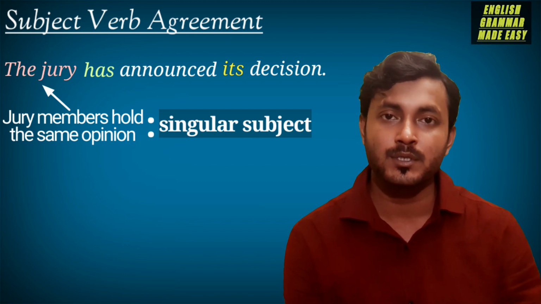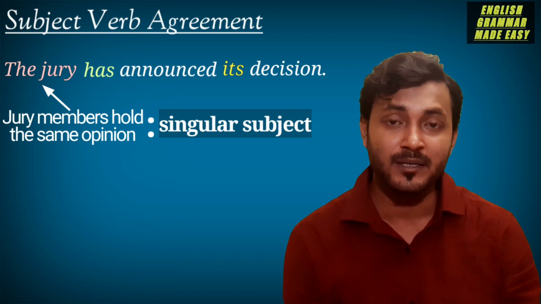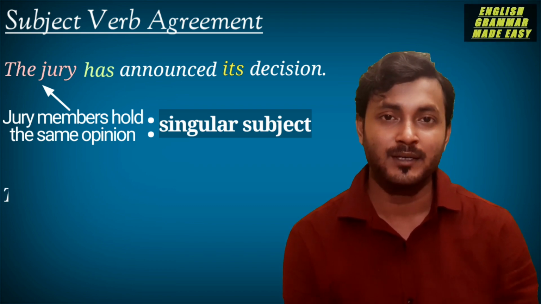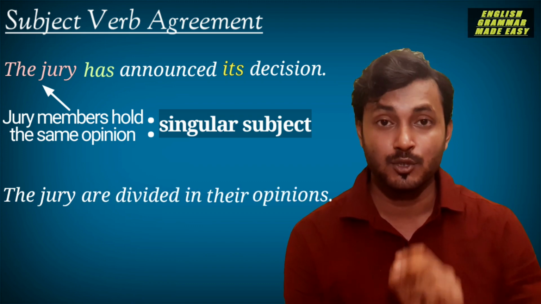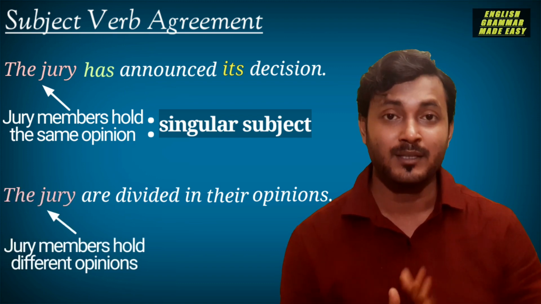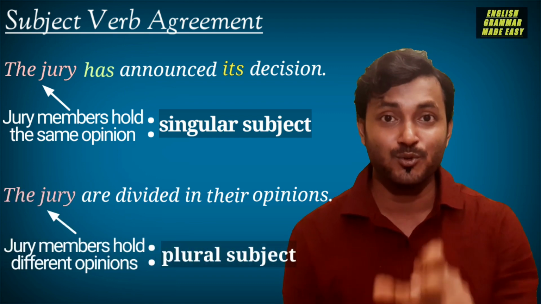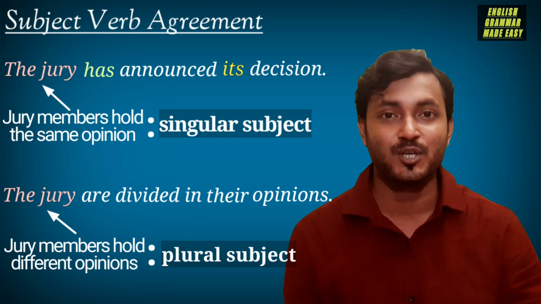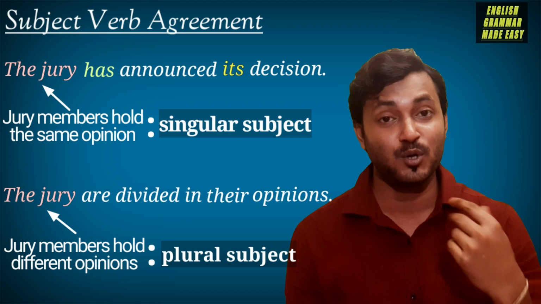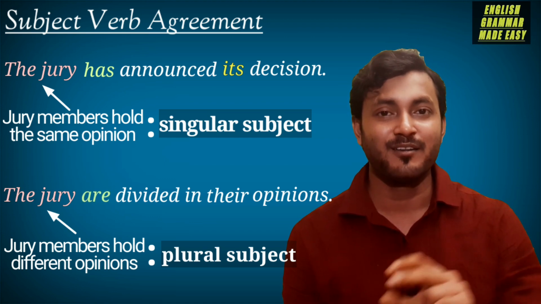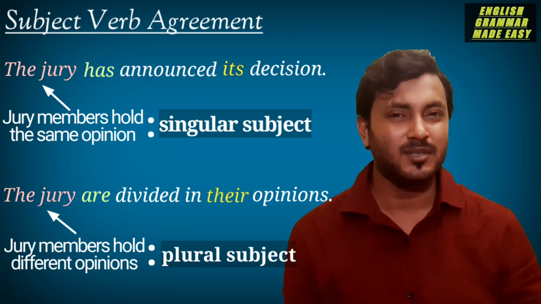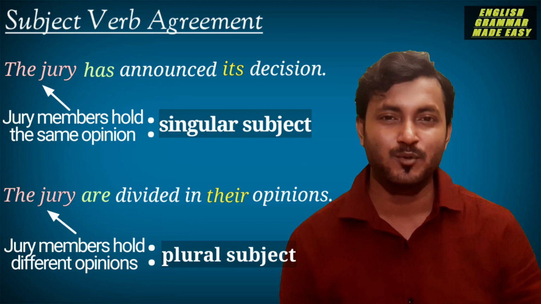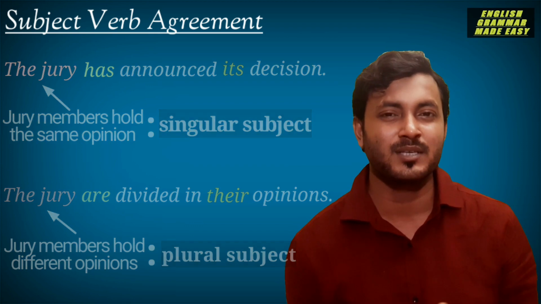But if jury members cannot come to an agreement, then what will we write? We will have to write, the jury are divided in their opinions. The jury members cannot come to an agreement. That's why they are divided. That's why the jury is being treated as a plural subject here, because we are talking about individual opinions. So, the jury are divided in their opinions. Remember that. It's actually a rare use, and we do not have to bother about this one because we do not get to see such sentences much. Let us move to the next one.